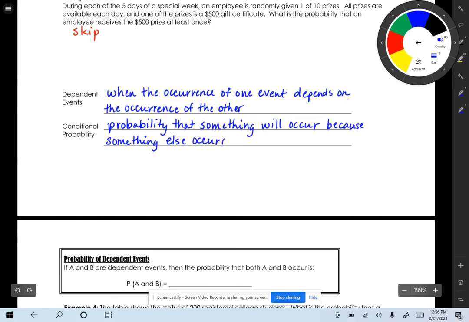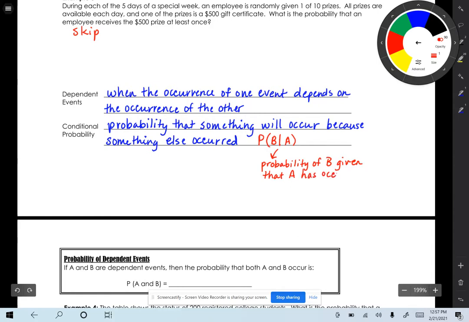And there's a special notation for probability of dependent or conditional probability, and this is how it's notated. P for probability. So the probability of B given that A has occurred, that vertical bar means given. So this is what the whole thing means. You're trying to find the probability of B given that A has already occurred.